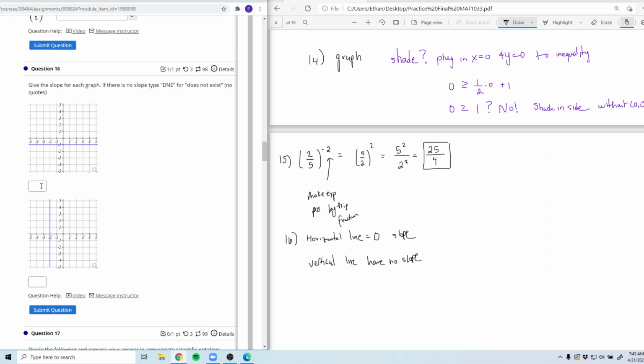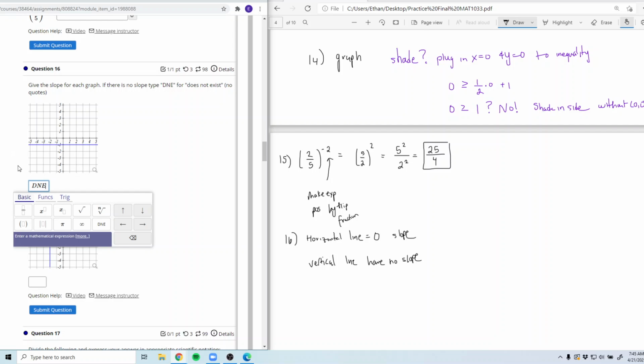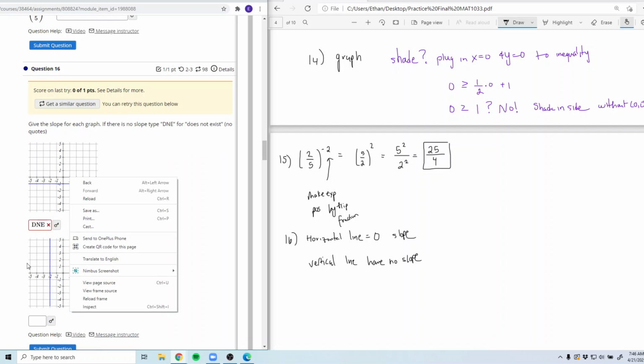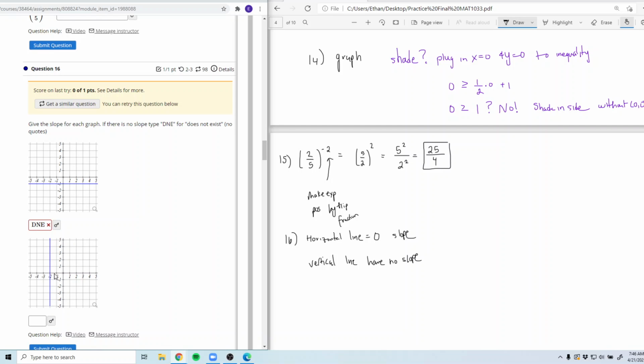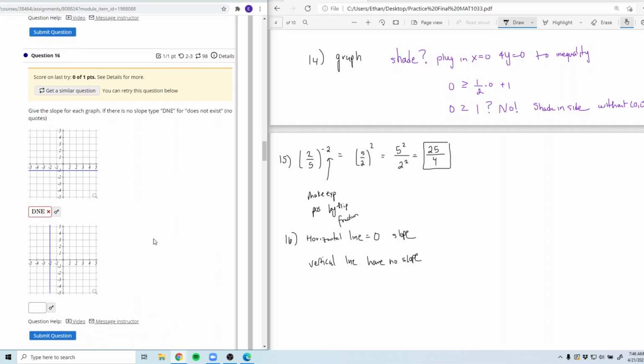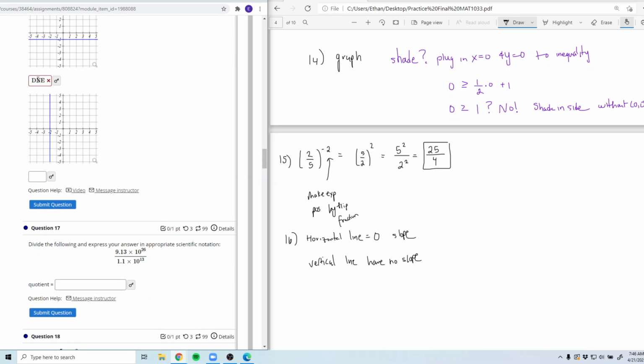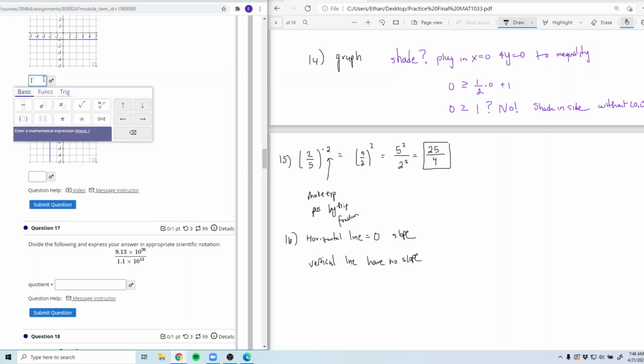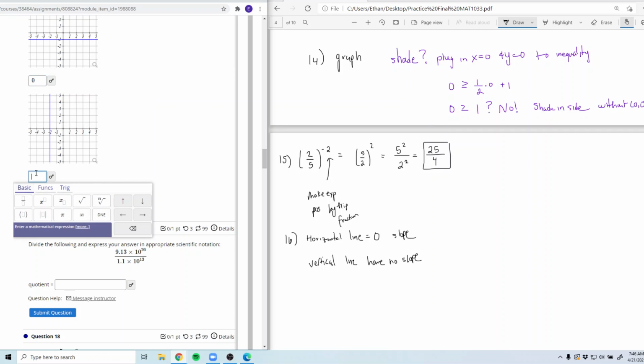Now these are all set up the same way. So if I did do D and E for this horizontal line, which has 0 slope, you'll see that it marks it wrong because D and E and 0 are different. So just be aware of that. This should be 0, as we showed already. And this one is D and E.